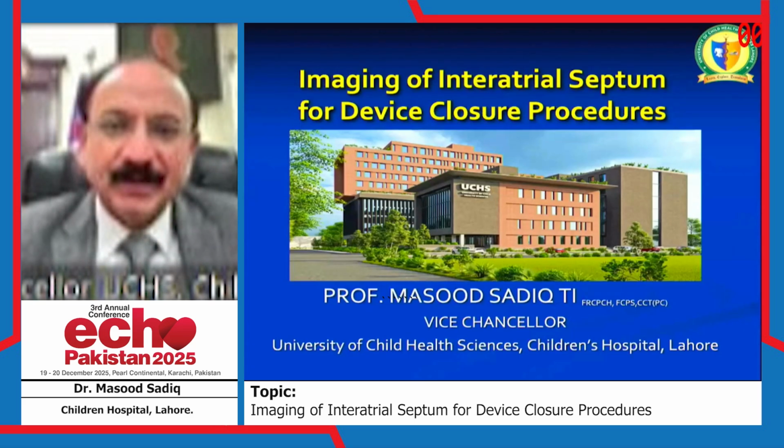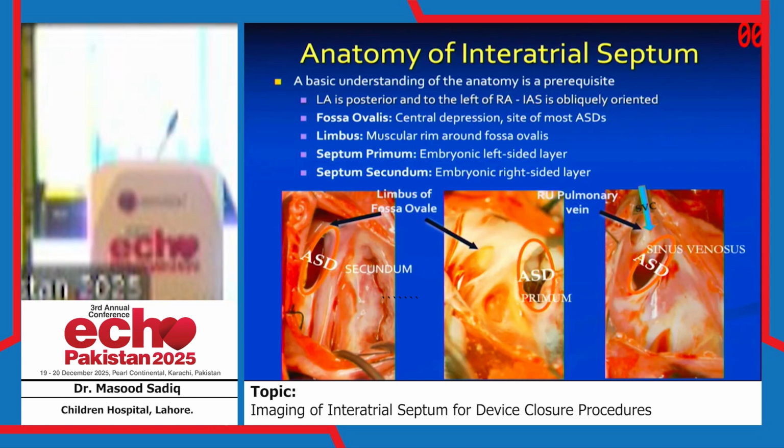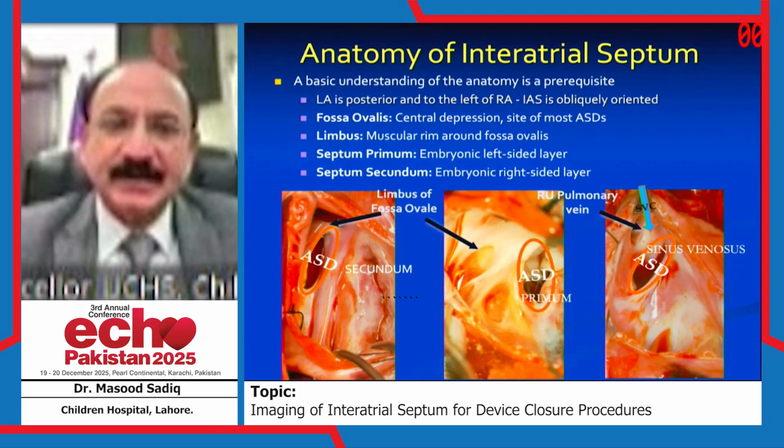The talk which I've been assigned is close to my heart because imaging for intra-atrial septum for device closure is something which is critical when we talk about various procedures being done for this particular area. I think first and foremost is to understand the anatomy of the intra-atrial septum. A basic understanding of the anatomy is a prerequisite for any echocardiographer or cardiologist who proceeds with device closure of PFO or an ASD.